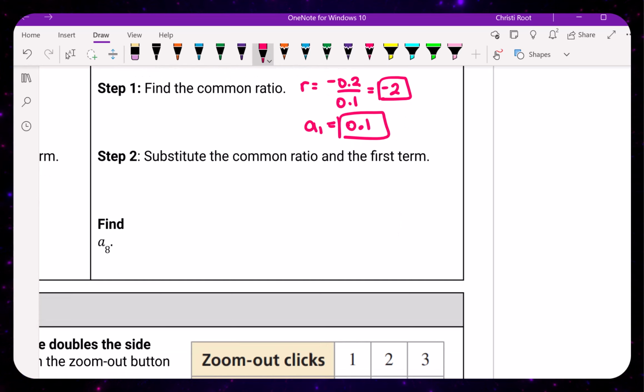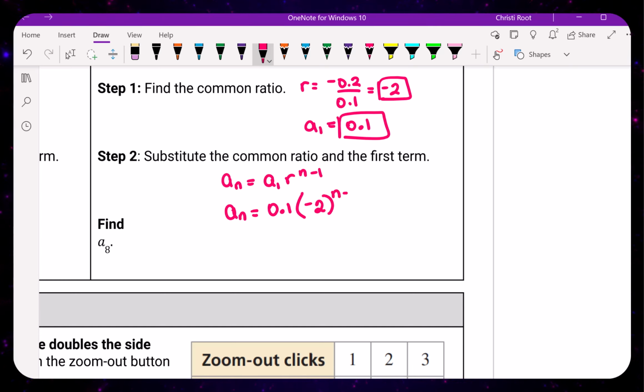All we have to do is substitute into our generic formula, and we're going to leave n. So a sub 1 is 0.1, and this is why I like to use parentheses, because the dot's going to look confusing with the decimal. So I'm going to put -2 in here and n minus 1. So this is my generic rule.